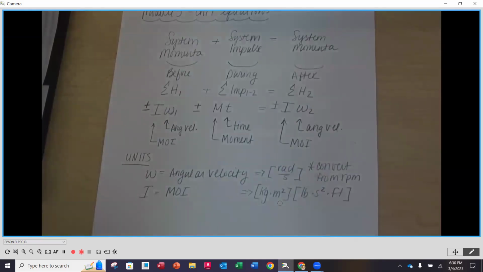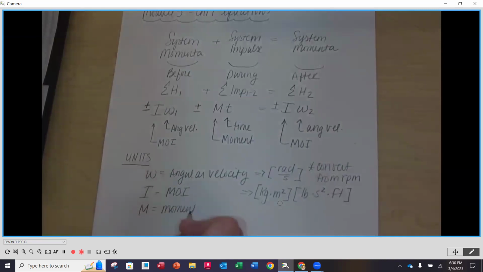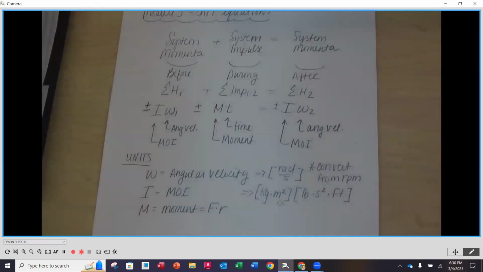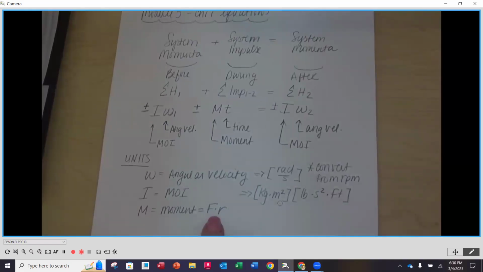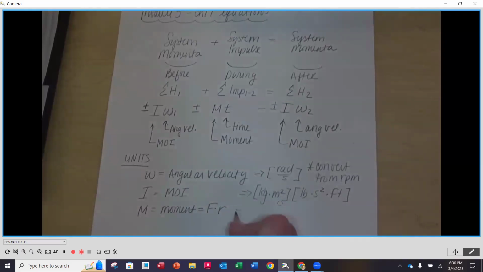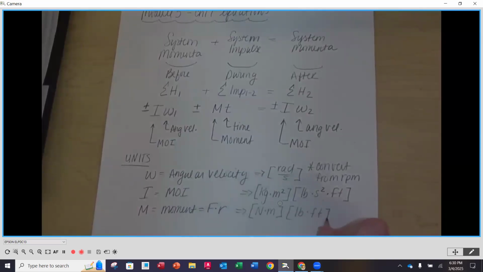Okay, capital M is moment. Okay, and we know moment is force times distance. Now, because we have rotational items here, that distance from the center of rotation is going to be a radius. So the units for this, we are familiar with newtons times meters or pounds times feet.